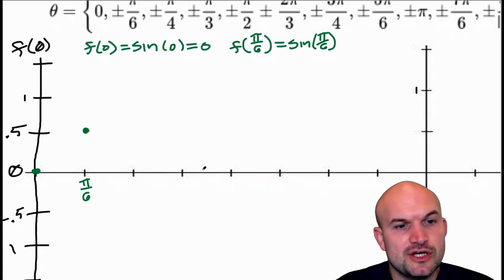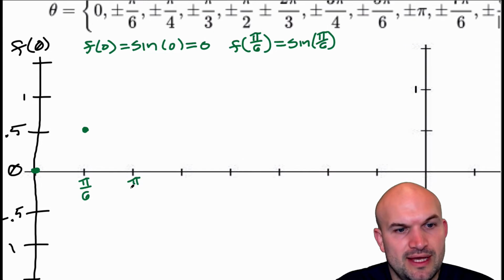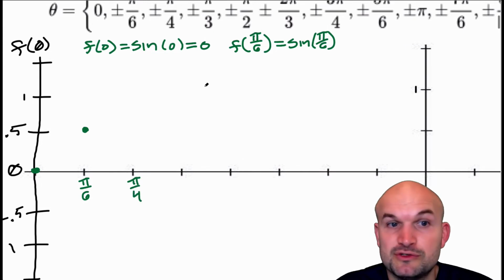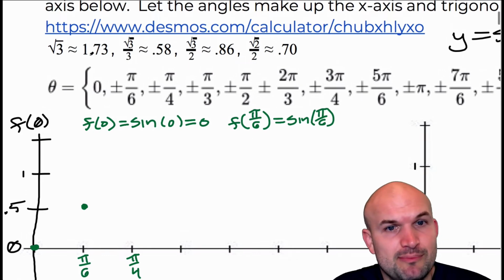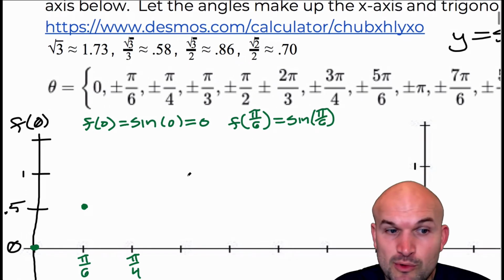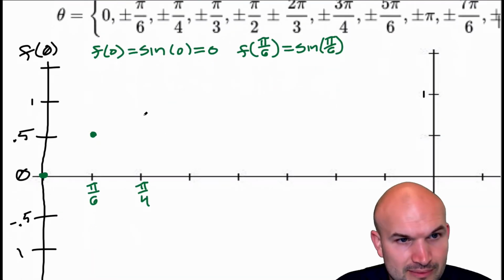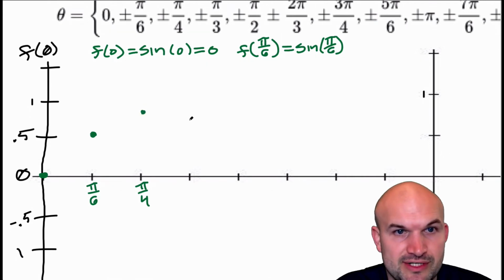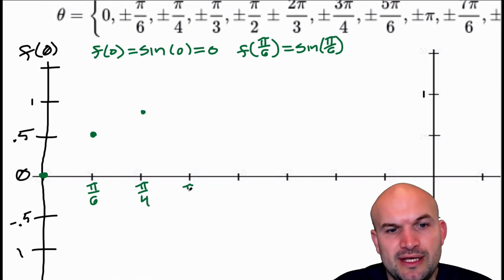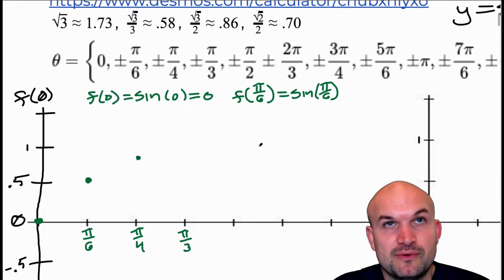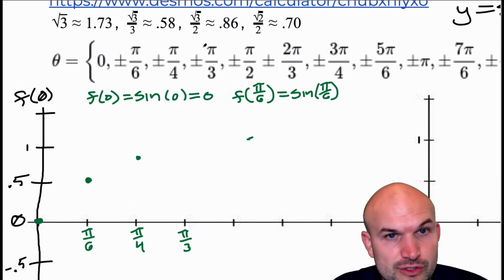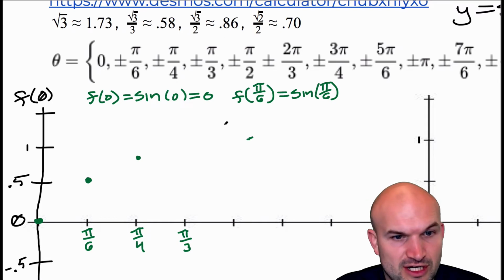Okay. So the next one is pi over 4. And going through the unit circle, I know that's going to be square root of 2 over 2. We don't really have a good decimal approximation, so I provided it. Square root of 2 over 2 is like 0.7. So I'm just going to estimate that to be around here. The next coordinate point is pi over 3. And the sine of pi over 3 is going to be square root of 3 over 2, which is a decimal approximation of 0.86. So I'll do something right there.